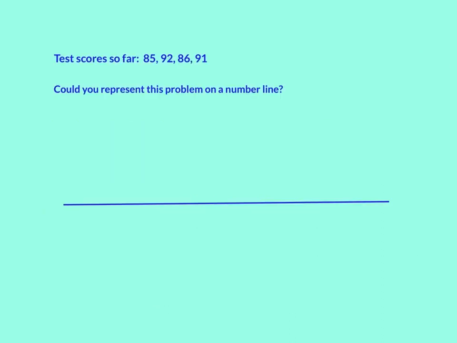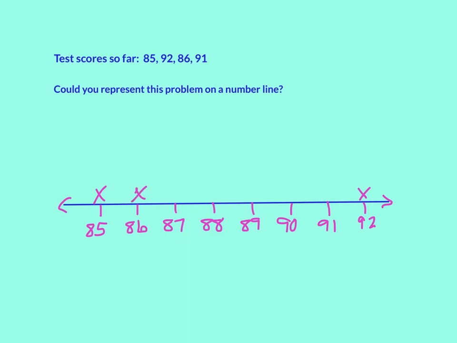You could use a number line to solve this problem. The first thing you'd want to do is place your numbers, your current scores, on the number line. So an 85, a 92, an 86, and a 91. And you can see that we're looking for a 90.